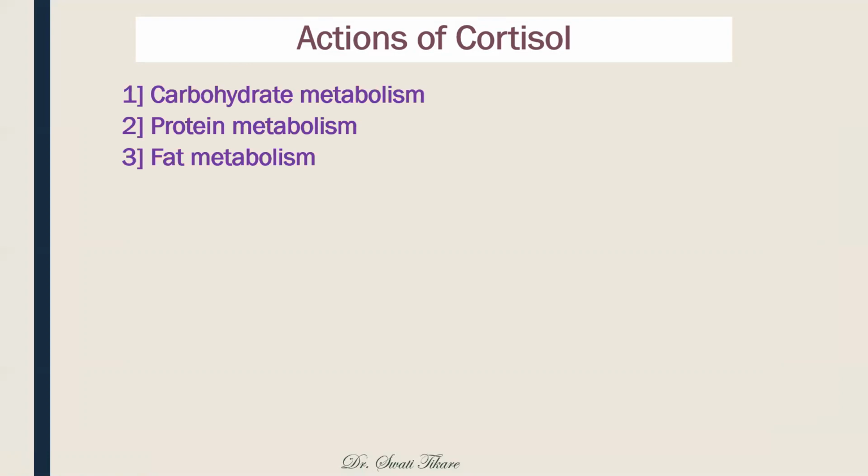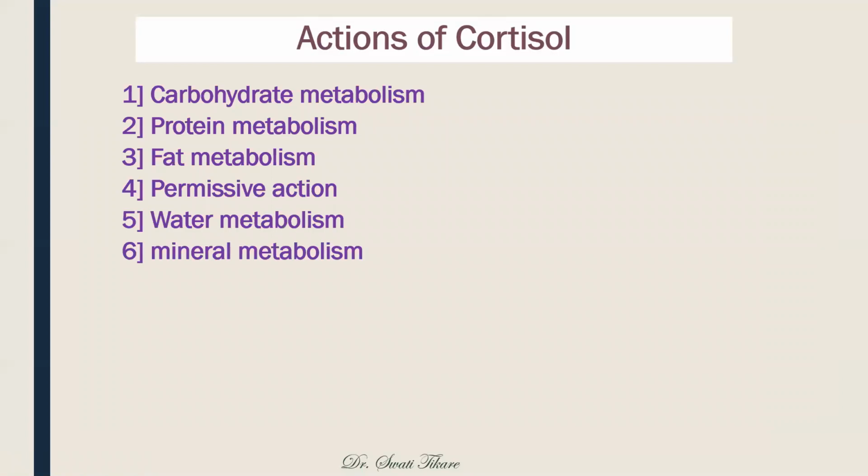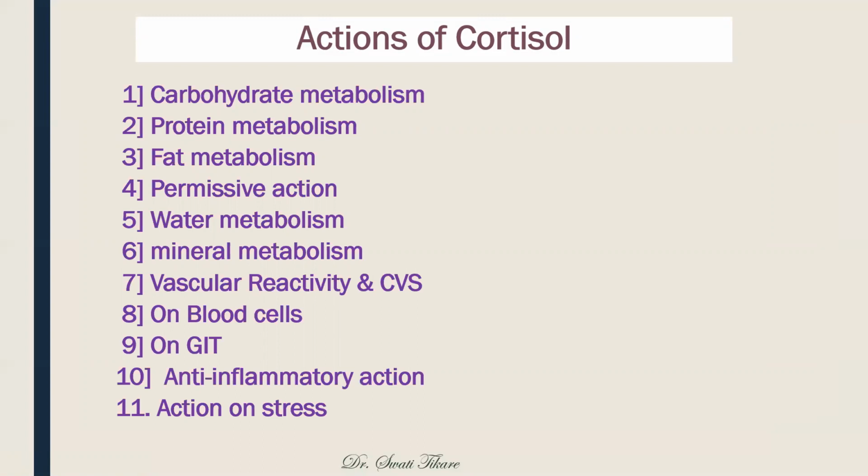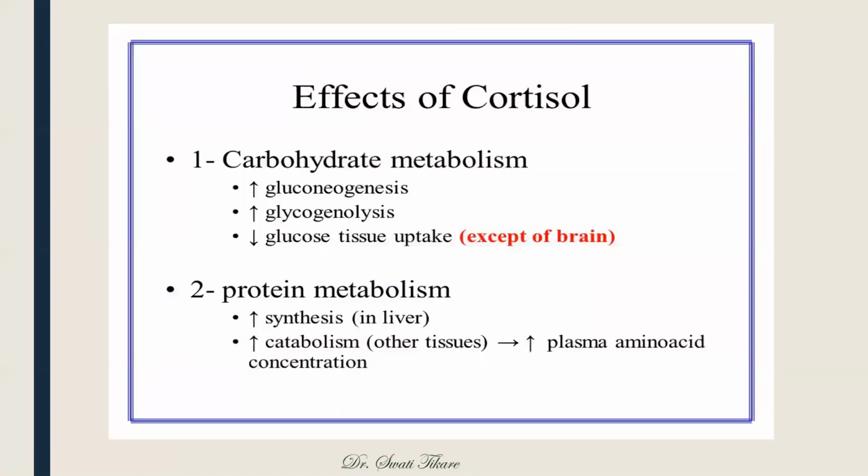The most important actions are on the metabolisms: carbohydrate metabolism, protein and fat metabolism. It has some permissive action, that is, only in its presence the other hormones can do their work. That is the permissive action of cortisol, then water metabolism and mineral metabolism. Then its action on vascular reactivity and cardiovascular system, its action on blood cells and lymphoid tissues, action on GIT, and its anti-inflammatory action and action during stress.